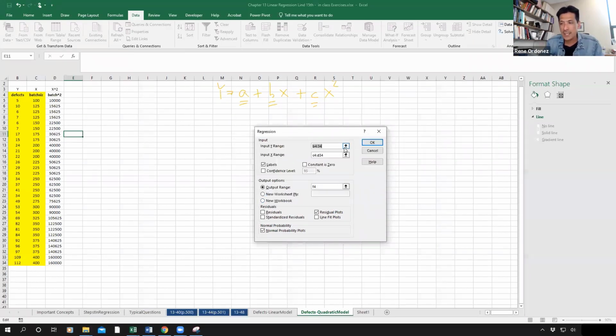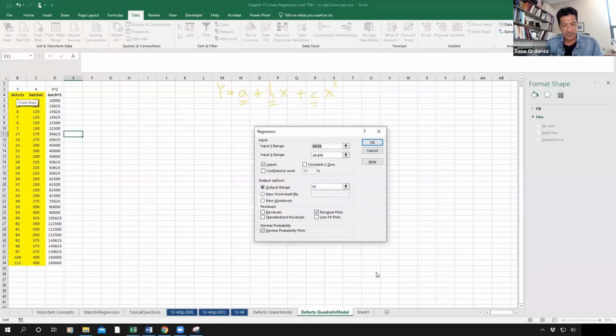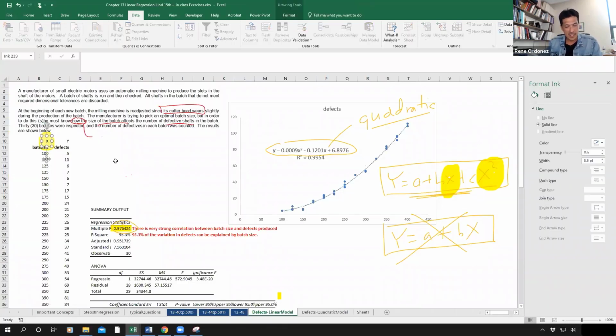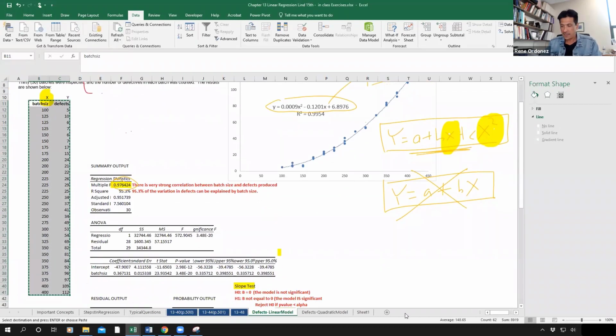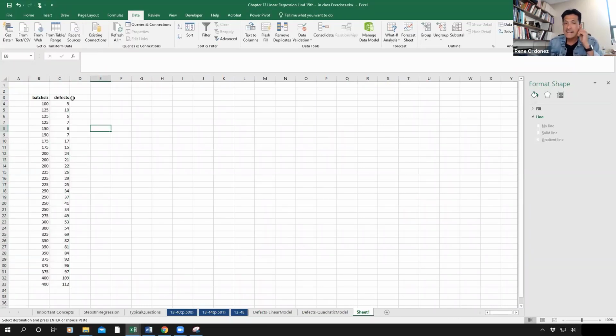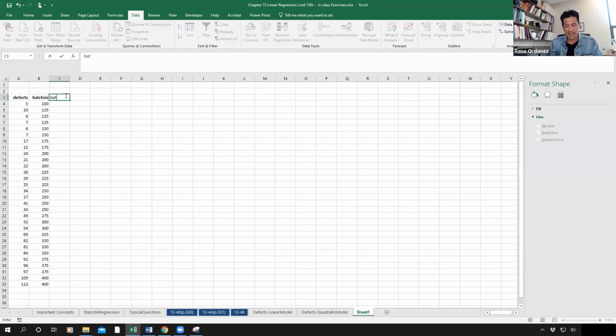Okay. It would not allow me to do that. Let me see if I can recreate those data in a new worksheet. Okay, so defects, I'm going to move this to the left side. And batch, this is just a name, all right? Batch squared. And the formula there would be this squared.